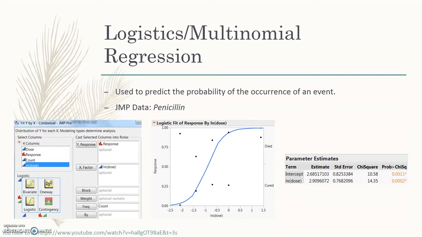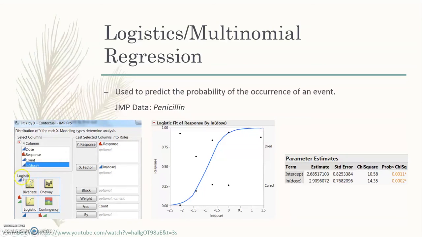So logistic multinomial regression was also discussed in presentation 2. It can be used to predict the probability of the occurrence of an event. So in this case, the goal is to predict the probability of being cured by penicillin based on the dosage. So the data was penicillin in JMP. To do this, you use the Fit Y by X, and then you put a categorical as your Y and a continuous as your X.